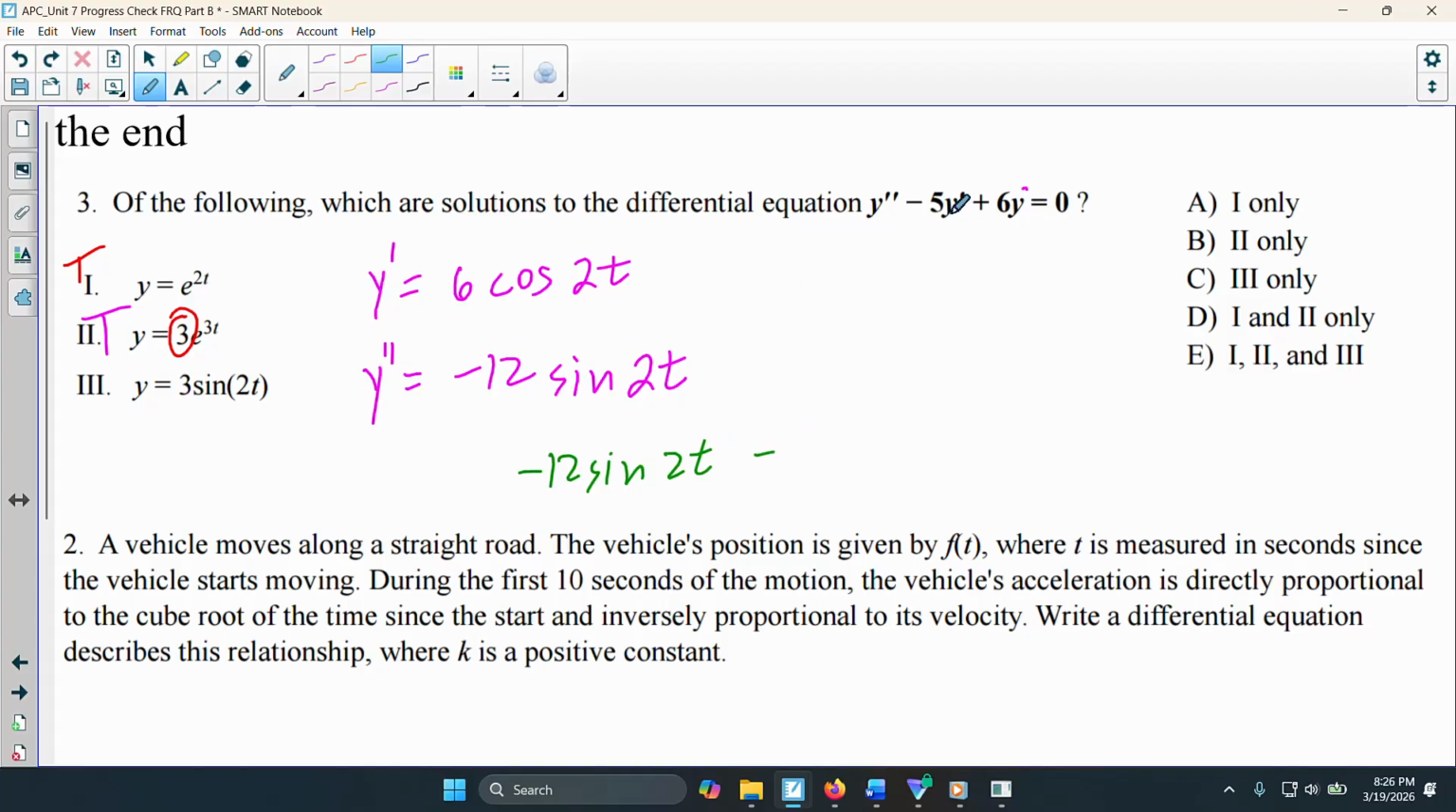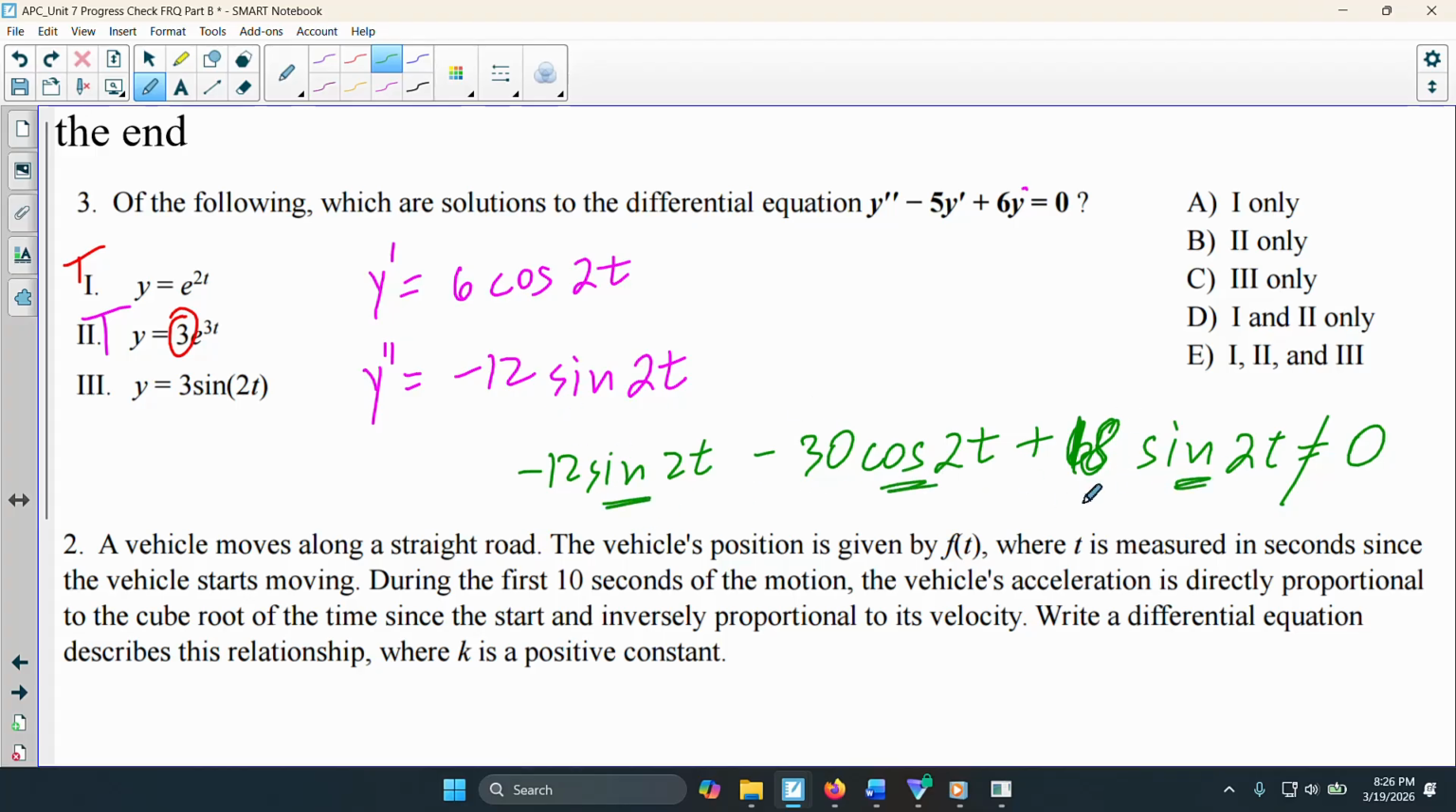Minus 5 times this. So 5 times this is 30, but this is cosine 2t, and I can stop right there. There's no way I'm going to cancel them. And then of course plus 6 of the original y, which will be 6 times, this is 18, but the problem is, and this is sine of 2t, this will never equal 0, right? This will never equal 0 because these are cosines and these are sines, so they will not cancel.